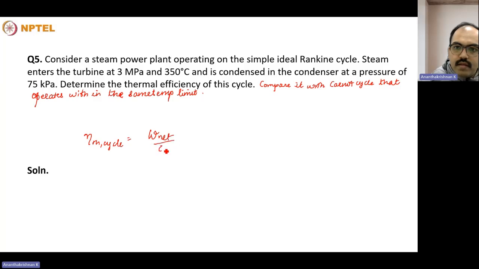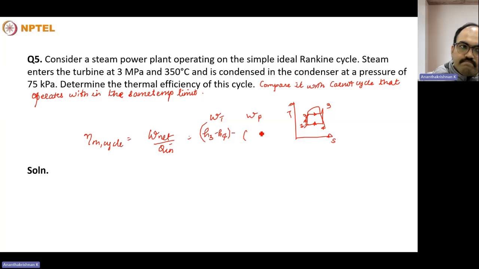Net work divided by heat input, that will be equal to H3 minus H4. It's an ideal cycle, so literally it's the same as the previous case. No isentropic efficiency consideration we need to make here. Everything is straightforward. So H3 minus H4 is the turbine work, and then the pump work, divided by Q.